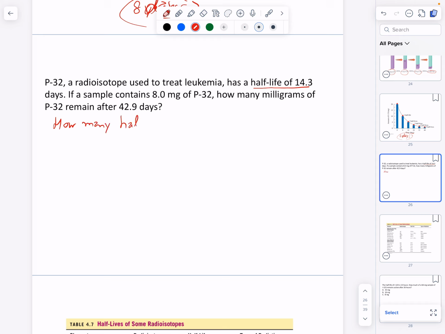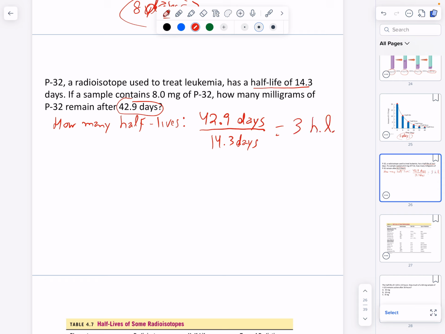And that's the first question that you should ask: how many half-lives? To find that, you are going to divide the total time, 42.9 days, over the half-life, 14.3 days. And I'm guessing that's 3, right? So let me do that in my calculator. Yeah, that's 3.